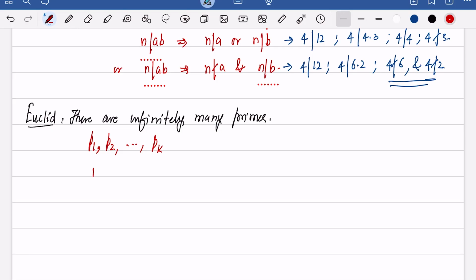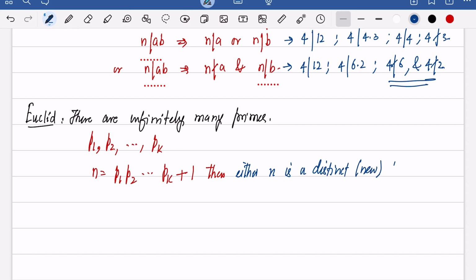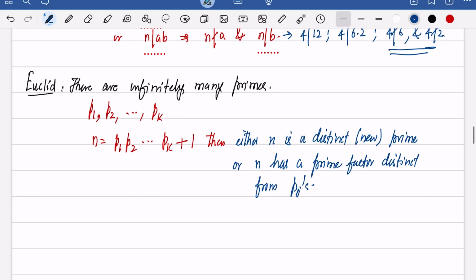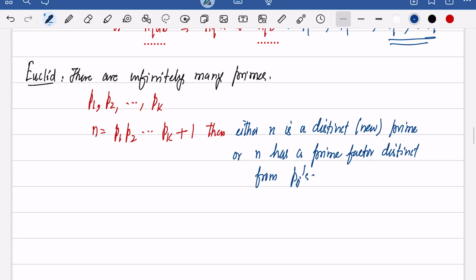Then we define another number n equal to p1, p2, and so on up to pk, the product of all these, plus 1. Then either n is a distinct prime, that is, a new prime which is different from the pi's defined, or n has a prime factor distinct from the pi's. So that is how Euclid proves that there are infinitely many prime numbers.